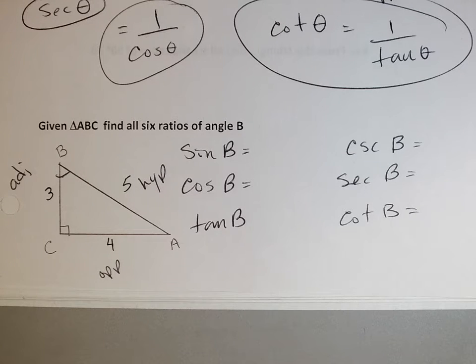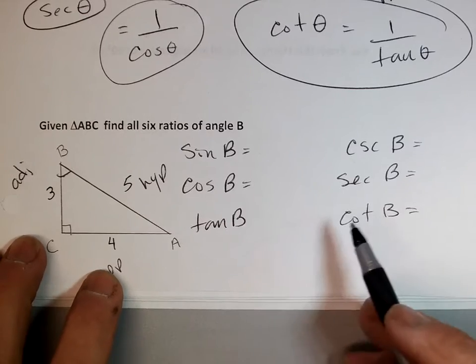Hypotenuse is always the longest. The opposite is the one across from the angle. And the adjacent is the one next to it. Okay. There you go.